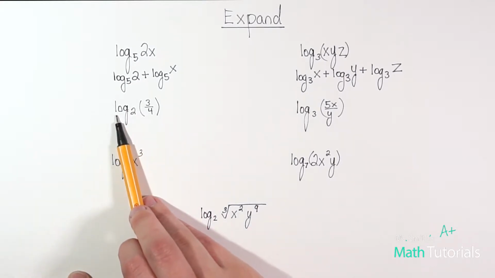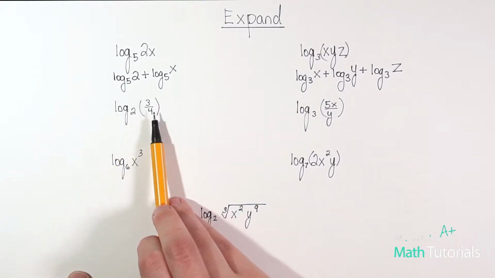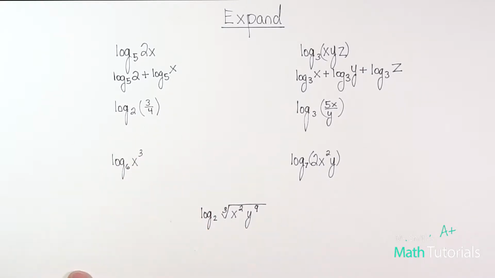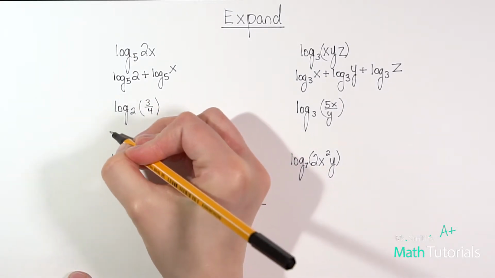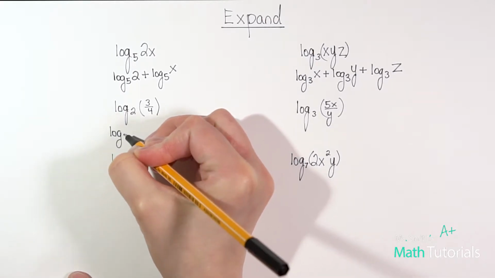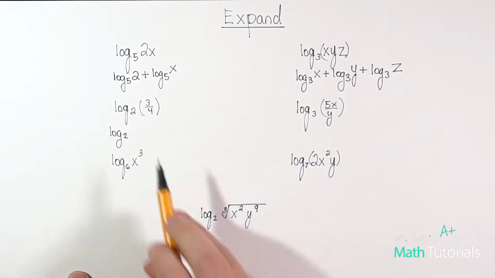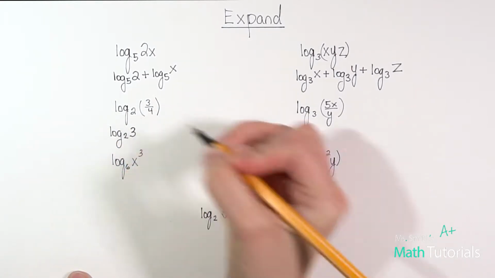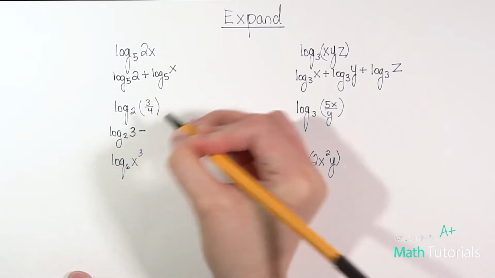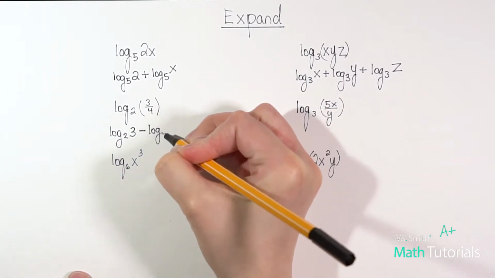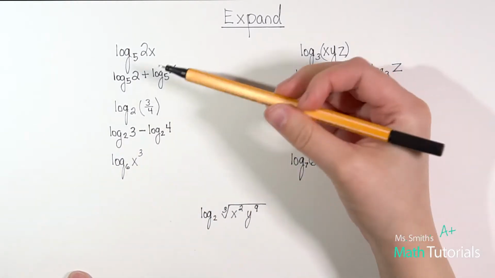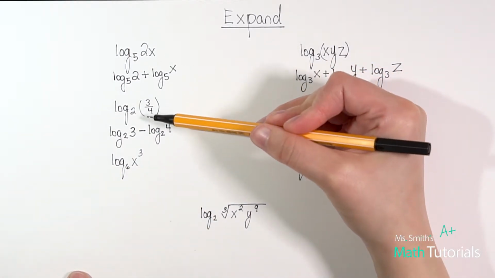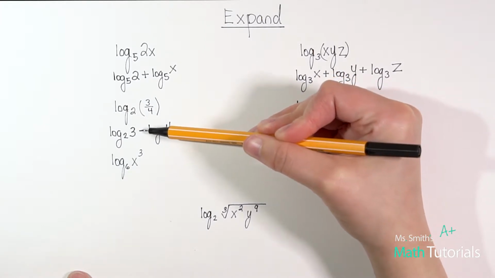Now for this example, notice this is log base 2 of 3 divided by 4. Now when we divide in our condensed version, we are going to subtract in our expanded version. So our base, our log base 2, no change there, okay? And then we take our first value. So log base 2 of 3, we'll start with the numerator, and we're going to subtract log base 2 of 4. So in the condensed version, we were dividing, and in our expanded version, we are now subtracting.